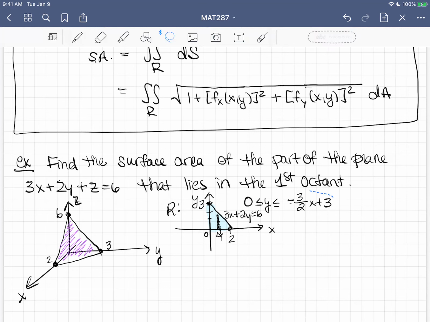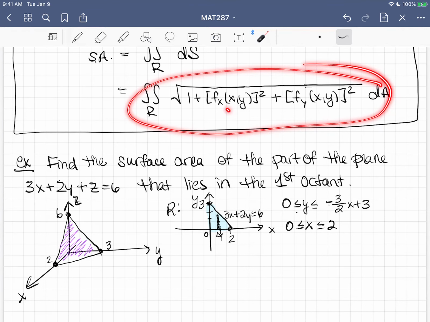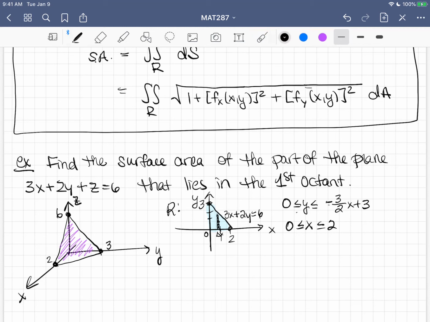Let me scooch this over so it's not so crowded. All right, what about my bounds on x? Well, again, if I think about as I take these slices, what are the x values? The x is going this way, and I'm going from 0 to 2 as I take vertical slices here. So my bounds on x are 0 to 2. All right, so now I'm almost ready to set up my integral. So I want to plug into this formula. I need the partials with respect to x and with respect to y, and I need my equation in the form z equals f of x, y. So let's do all of that.